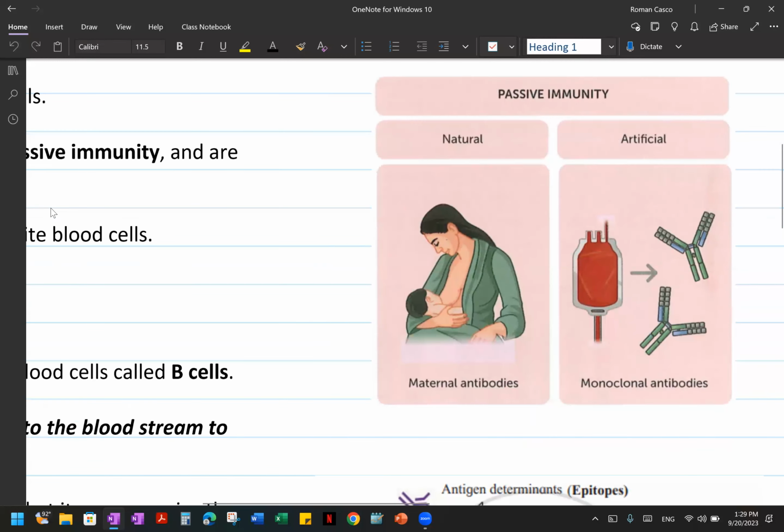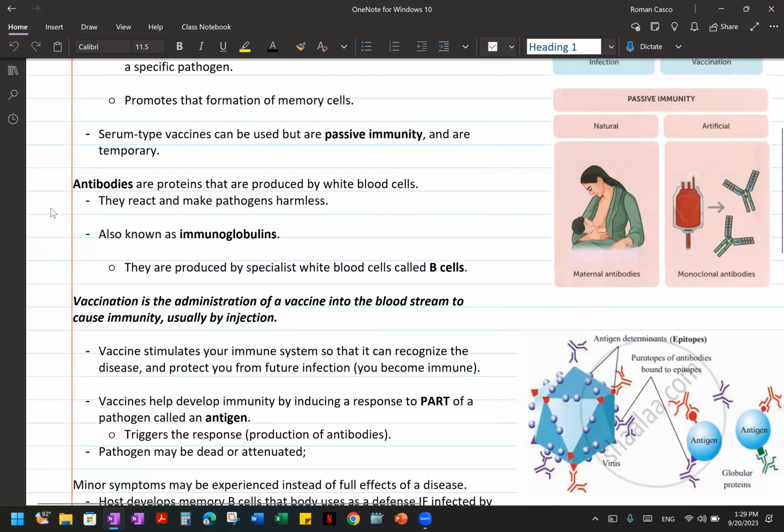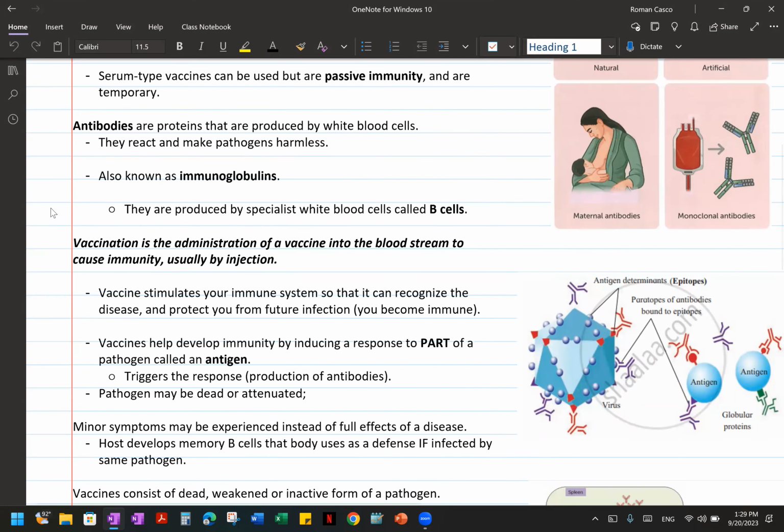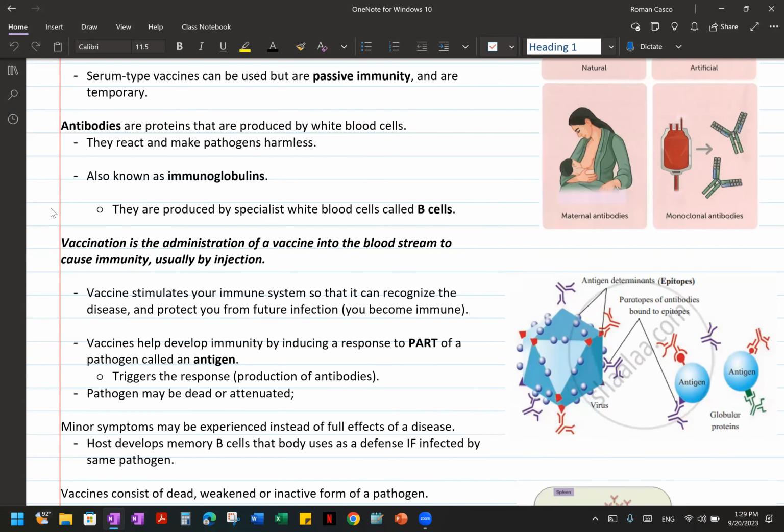Okay, passive immunity there. So, what are antibodies more specifically? Antibodies are a class of proteins that are produced by white blood cells. This is why when you have an infection, you have a higher white blood cell count: because you're infected, you need more antibodies, so you need more white blood cells to produce more antibodies.